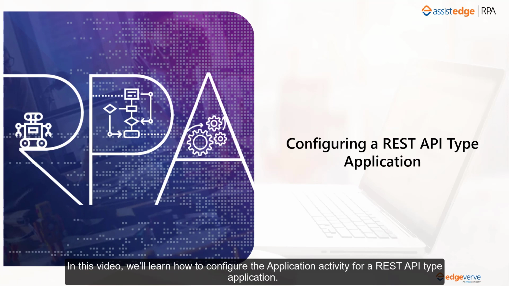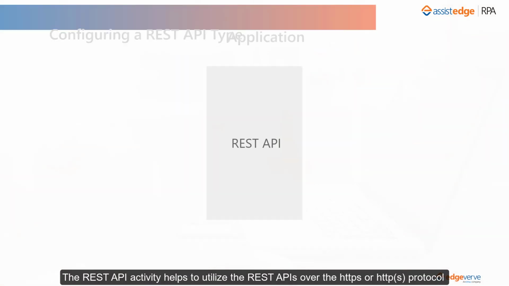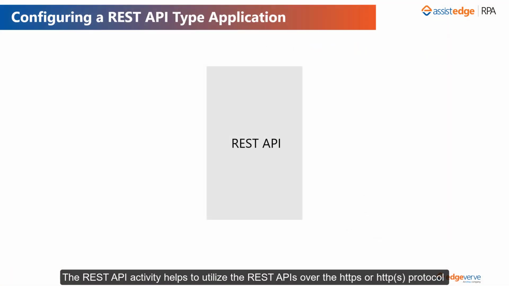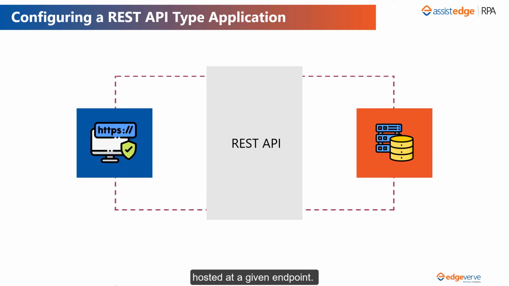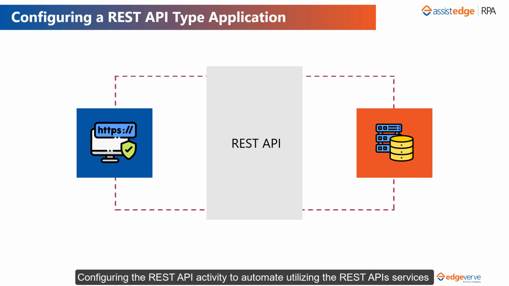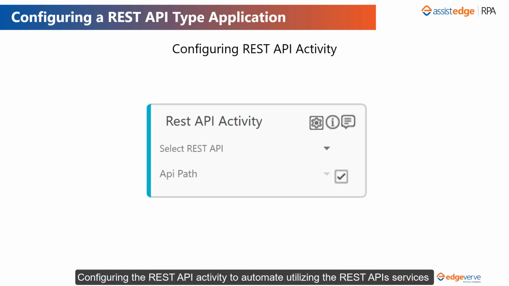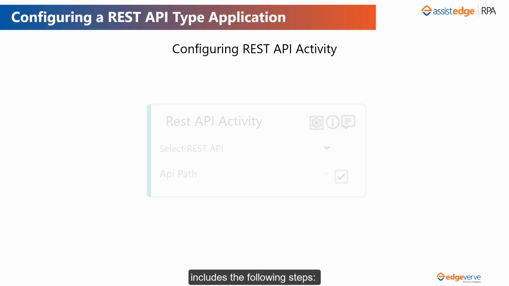In this video, we will learn how to configure the application activity for a REST API type application. The REST API activity helps to utilize the REST APIs over the HTTP or HTTPS protocol hosted at a given endpoint. Configuring the REST API activity to automate utilizing the REST API services includes the following steps.